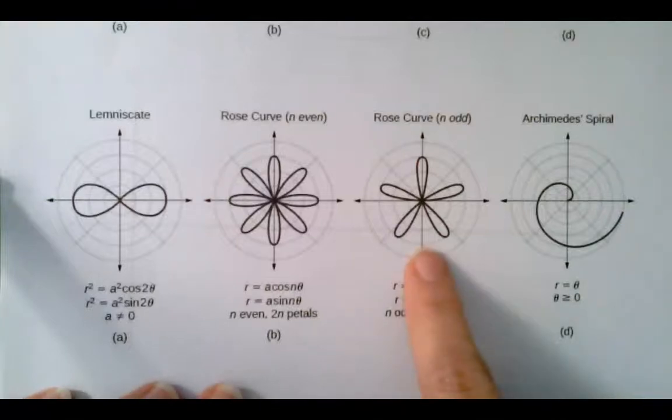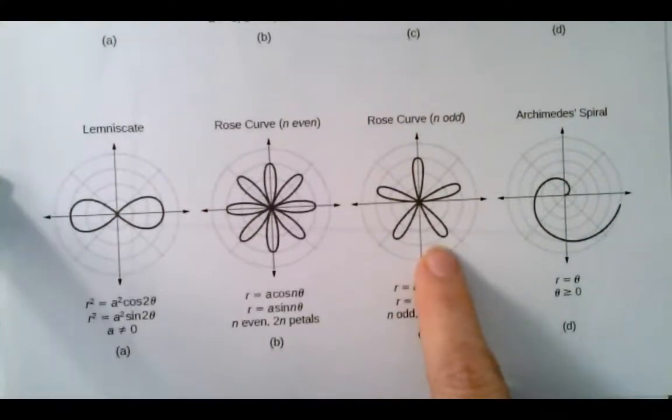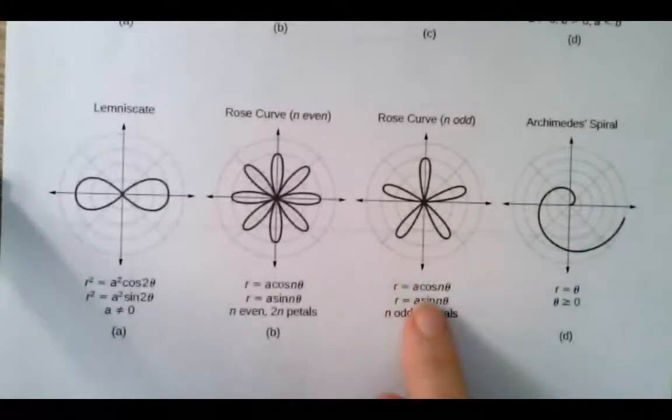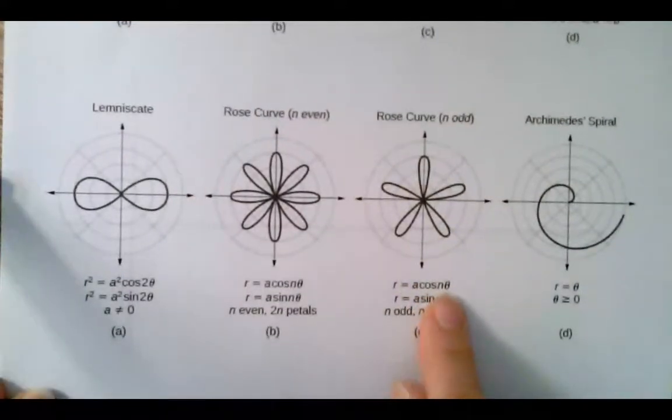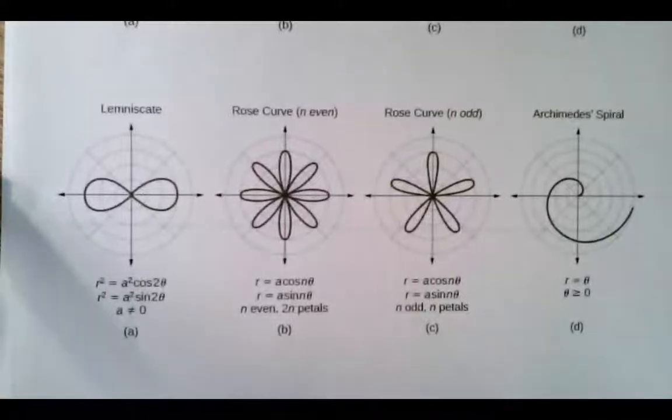In this case, you can see that we have 5 petals, and that means the equation of this particular rose curve would be a times cosine or sine of 5 theta. We're going to learn how to sketch the graphs of each of these types of rose curves and see why that difference happens.